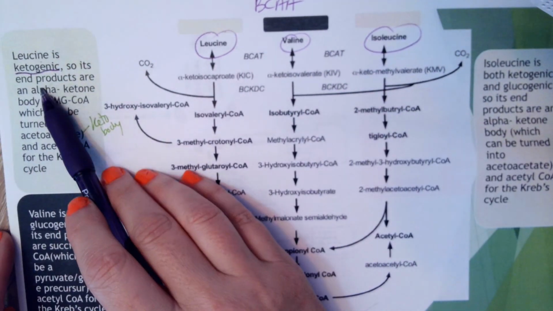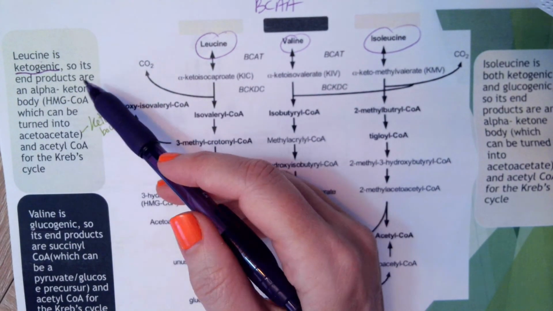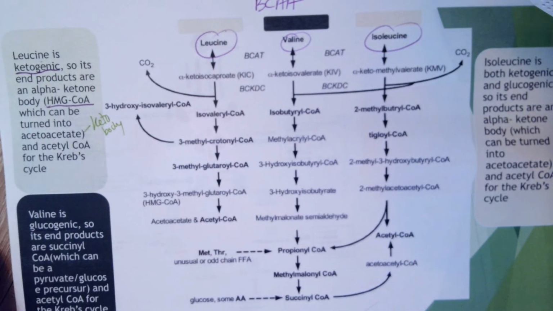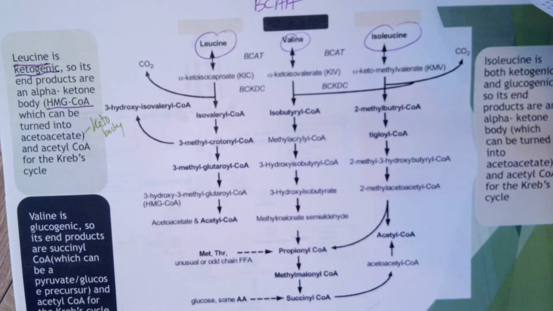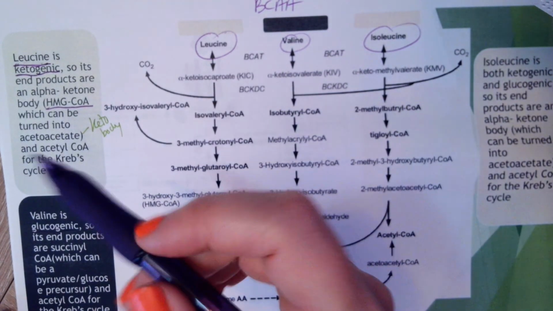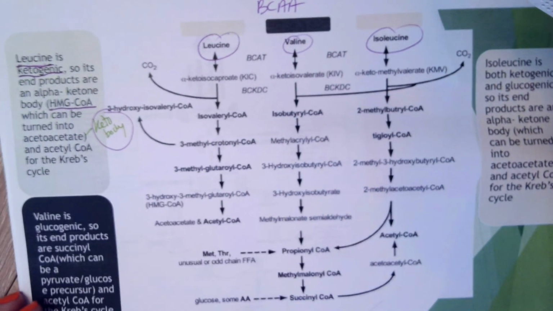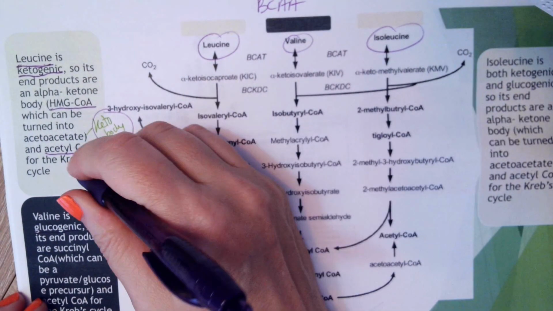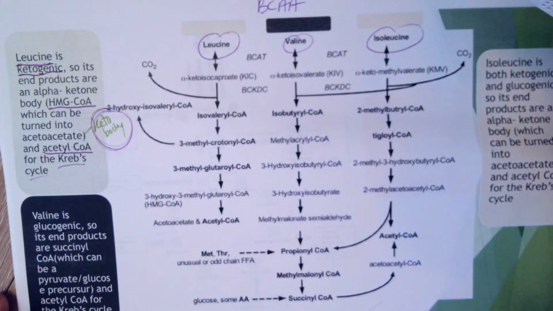So leucine is ketogenic. Its specific keto acid that it makes is something called HMG CoA. So HMG CoA and leucine go together. You get HMG CoA out of leucine, and from HMG CoA you can convert that into acetoacetate, which is a specific kind of keto body or ketone, and then acetyl-CoA. So acetyl-CoA can go into the Krebs cycle. Keto bodies are important for, obviously, the brain, things like that.